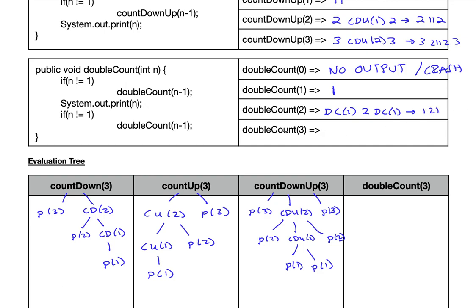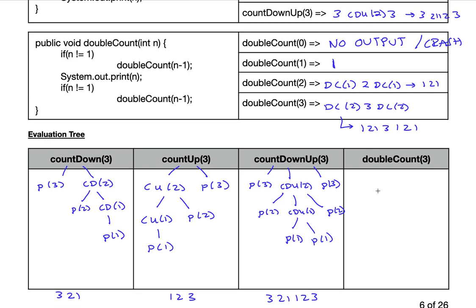And then double count 3 first would do double count 2, followed by a print of 3, followed by a double count of 2. Now remember that double count 2 was 1, 2, 1, so altogether we're going to have a 1, 2, 1, followed by a 3, followed by a 1, 2, 1.